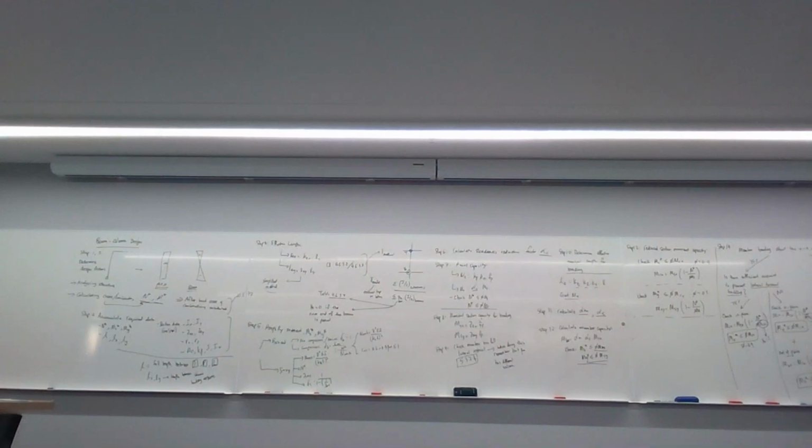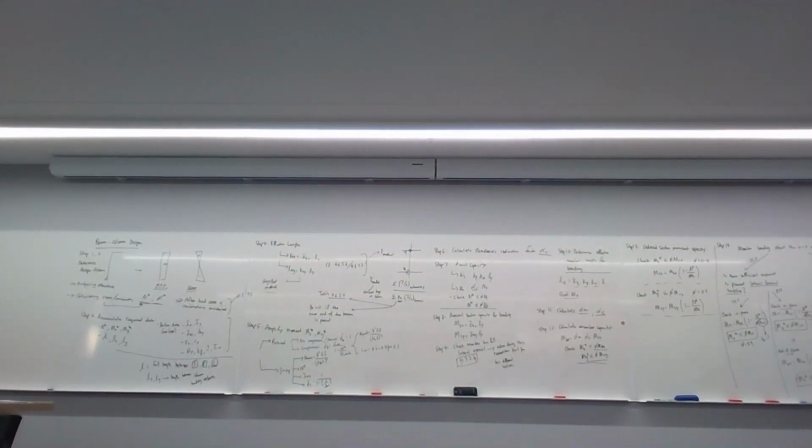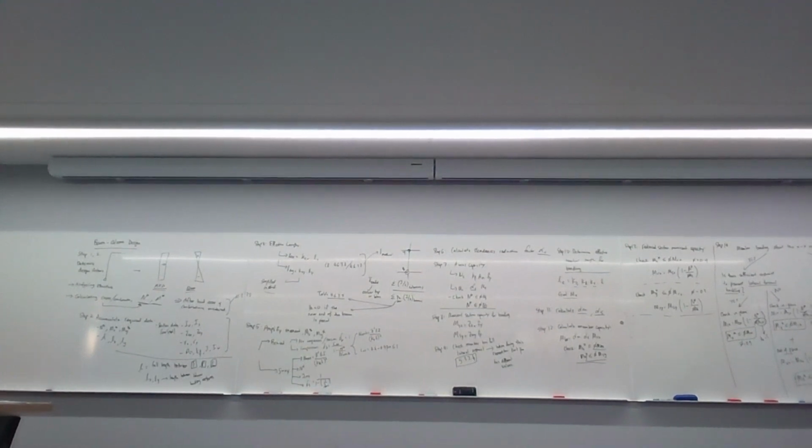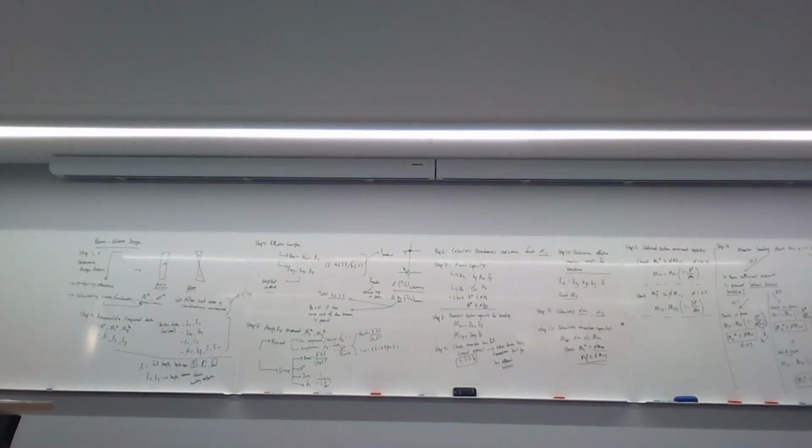Sorry, that was step 15 as well. Step 15 is you've got to ask yourself, is the beam column under biaxial bending? Now I want to be very clear here. Biaxial bending means that the column has an applied load in both directions. It does not mean that it's buckling in both directions.